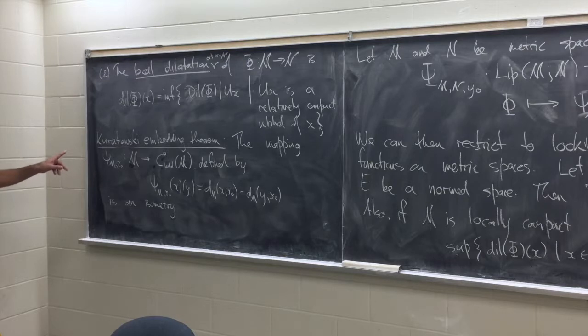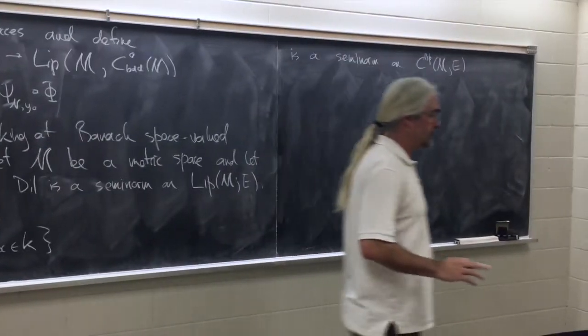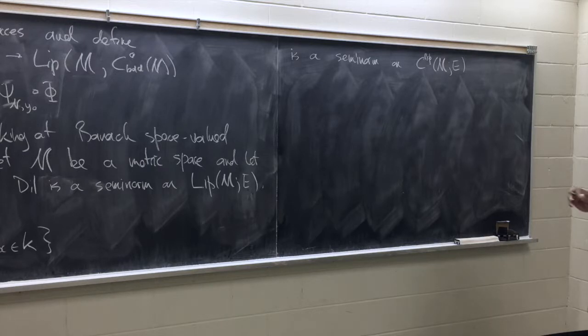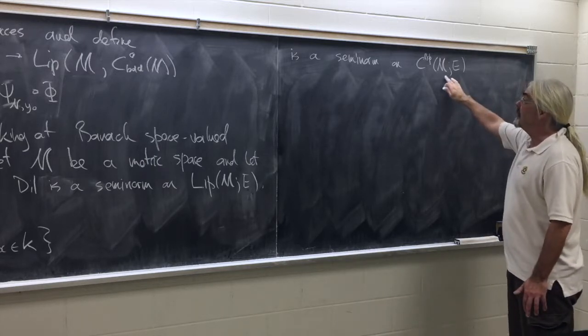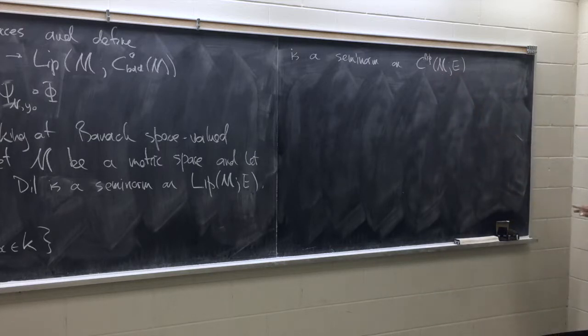I'll check on that. If you remind me, I will say something about it next time. But in the worst case scenario, without loss of generality, the metric can be bounded. That's right. I had not noticed that. Thank you. Okay, good. So this defines a semi-norm on this space of locally Lipschitz mappings, Banach space valued or normed vector space valued mappings.